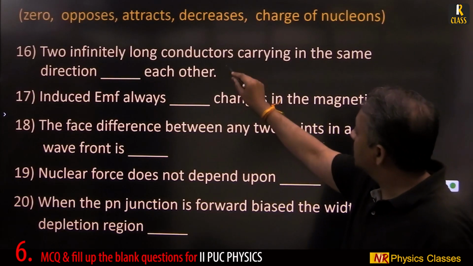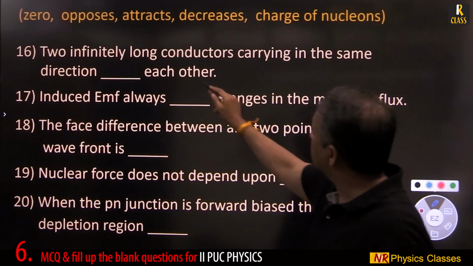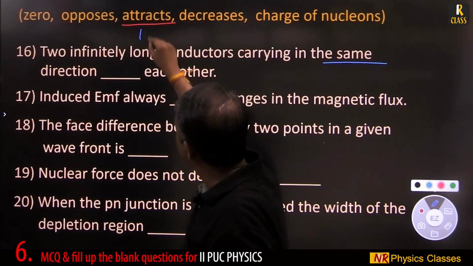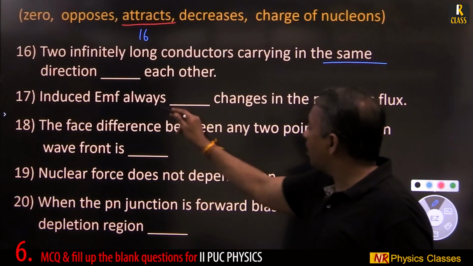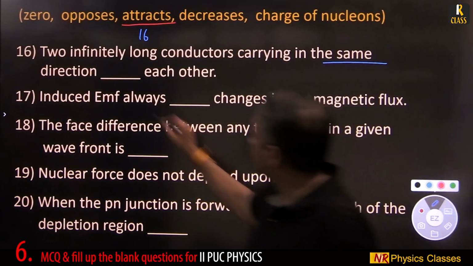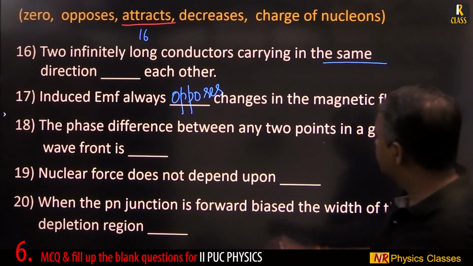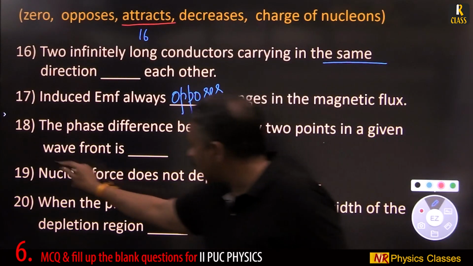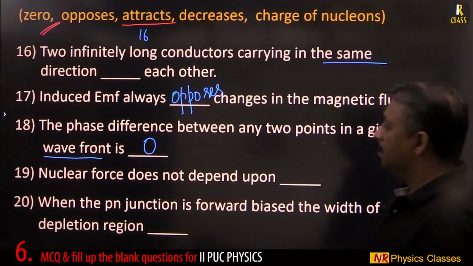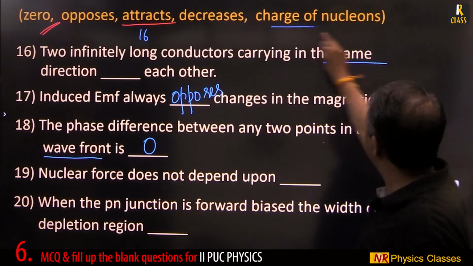Two infinitely long conductors carrying current in the same direction attract each other. Induced EMF always opposes changes in the magnetic flux. The phase difference between any two points in a given wavefront is 0. Nuclear force does not depend upon charge of nucleons.